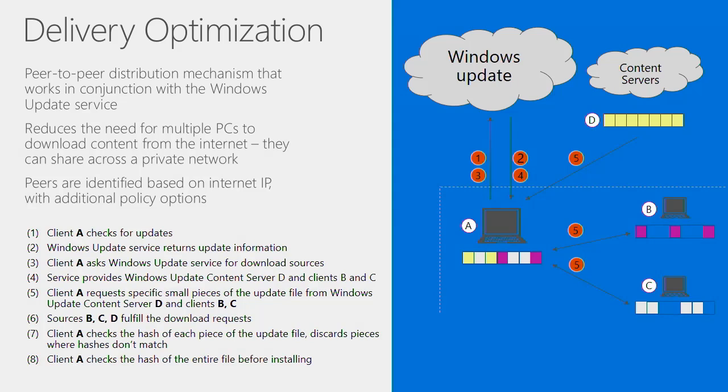But the basic idea is exactly how I described it before. A client has decided that it needs an update, and then it asks the Delivery Optimization service, are there some peers available for me to grab that from before I try to download it from the internet or from a WSUS server?